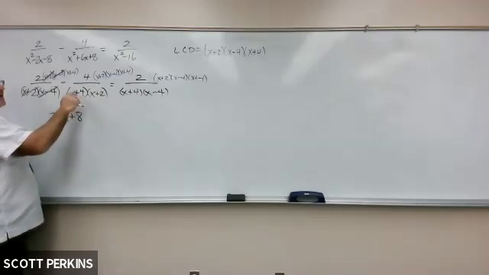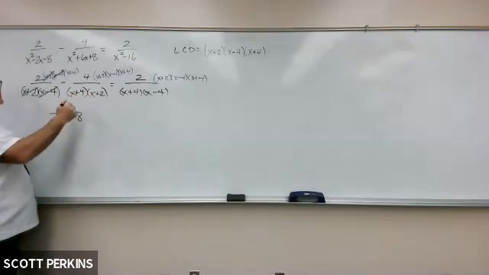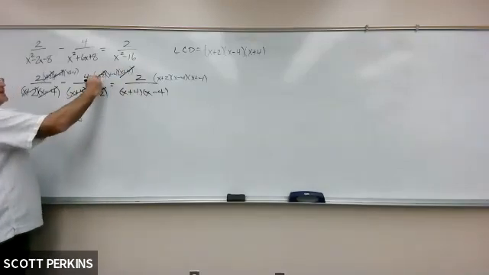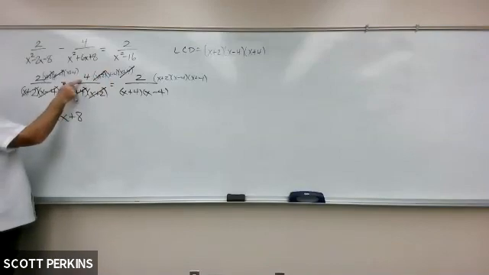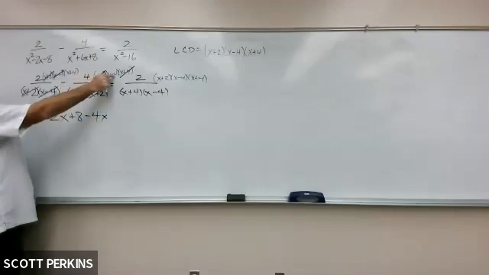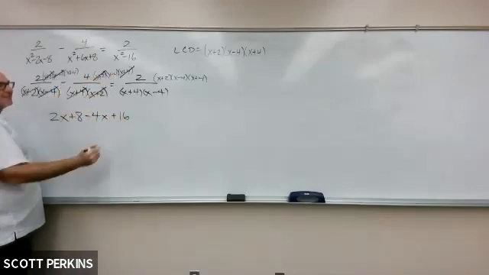Next, I have x plus 4, x plus 2 in the denominator. So the x plus 4's cancel. The x plus 2's cancel. And I have negative 4 times x minus 4. So negative 4 times x is negative 4x. Negative 4 times negative 4 is plus 16.